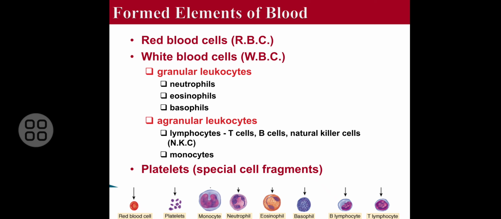Next, formed elements of blood, that is RBC, WBC and platelets. WBC is divided into granular leukocytes and agranular leukocytes. The granular leukocytes are divided into neutrophils, eosinophils and basophils. The agranular leukocytes are lymphocytes and monocytes. Lymphocytes are T lymphocytes and B lymphocytes.